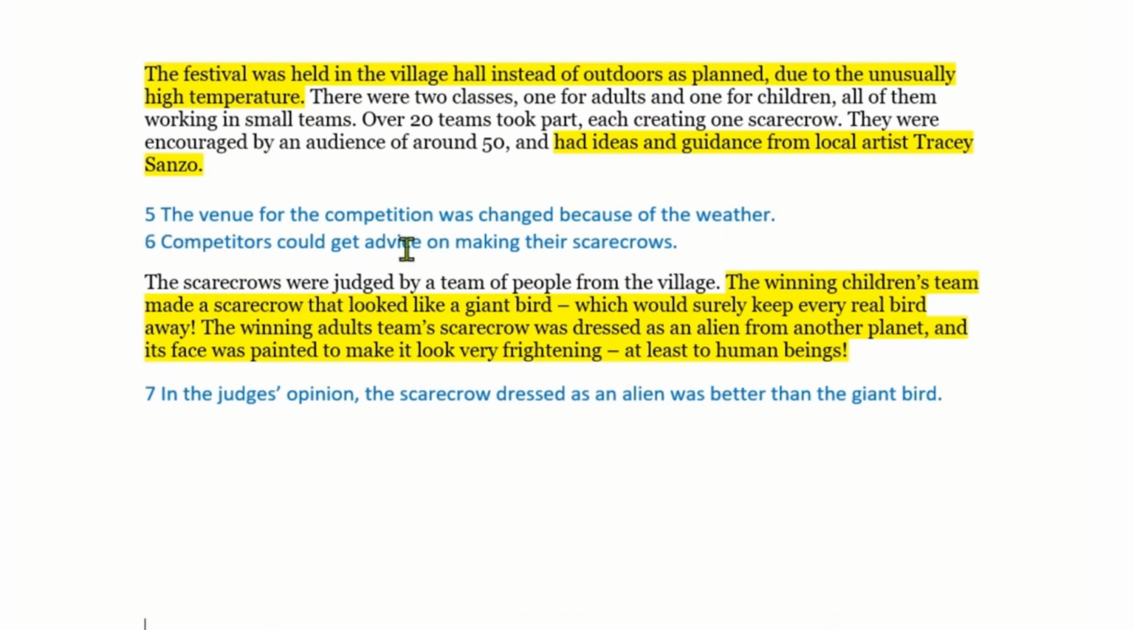So statement number 5, the venue for the competition was changed because of the weather. And in the text it says, the festival was held in the village hall instead of outdoors as planned due to the unusually high temperature. Okay, so it was originally planned to be outdoors but was moved to the village hall. Why? Because of a high temperature, i.e. because of the weather. So the venue for the competition was changed because of the weather. That is true.